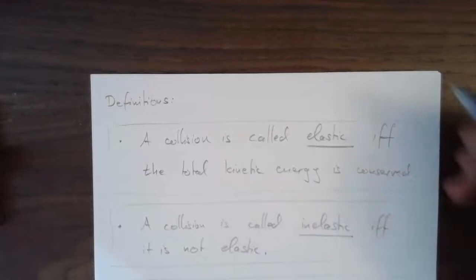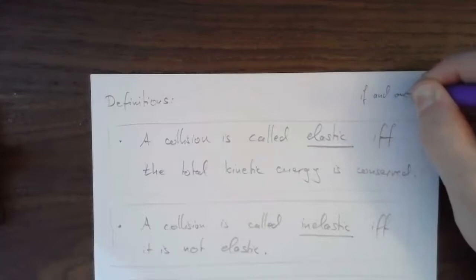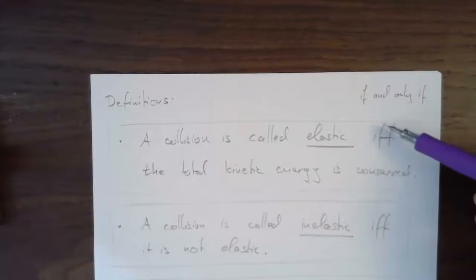Little side note, if spelled with two F's, it's a little bit of jargon that you might know well if you're a computer scientist. It means if and only if. It's a kind of convenient shorthand. What does if and only if mean? How is it different from if? Well, total kinetic energy is conserved.